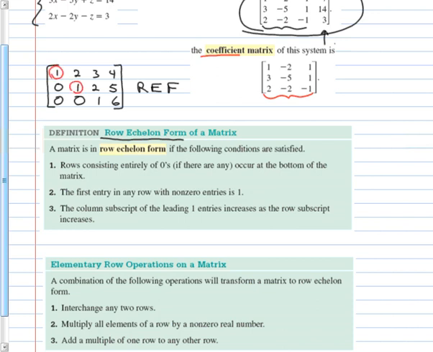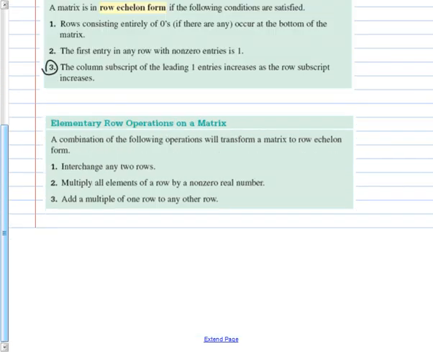The 1x up there, the 1y there, the 1z there, so it's just like having a 1 coefficient. Number 3, the column subscript of the leading 1 entry increases as the row subscript increases. What they mean is it moves over in a diagonal pattern. As I go from row 1 to row 2, my column subscript needs to increase from column 1 to column 2. That's what they are saying by this number 3. Everything just moves over as it comes down. So it's triangular.